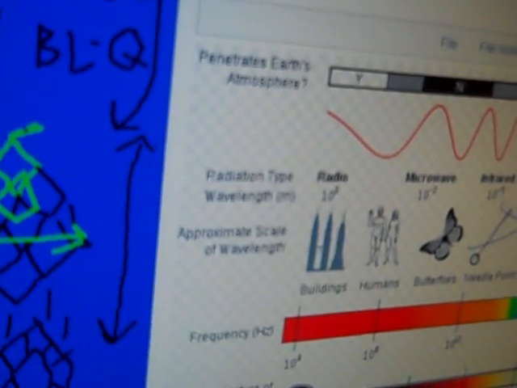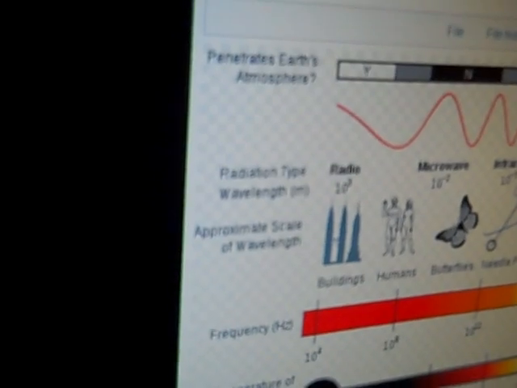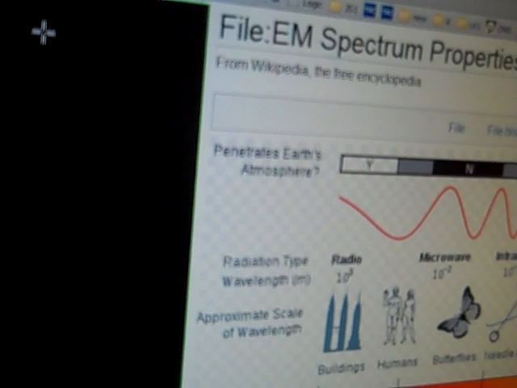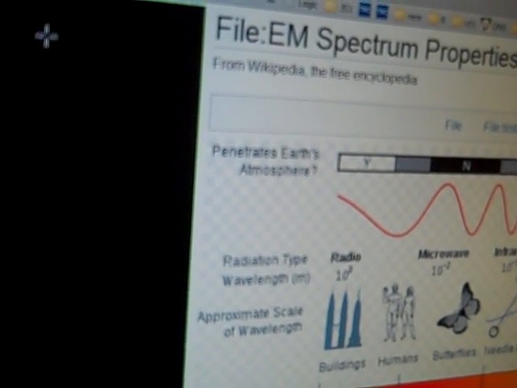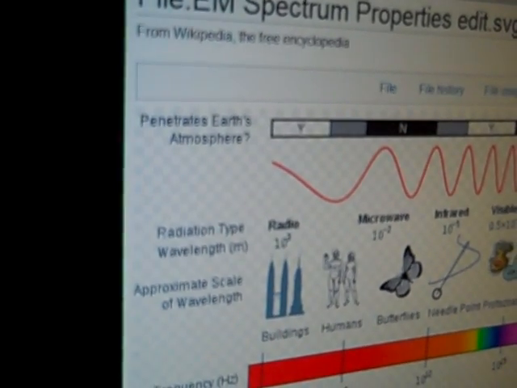So, the standard model of atoms: you've got the nucleus, and then you've got the little orbiting electrons, and they have different orbits. That's really bad, but anyway, you get the idea.